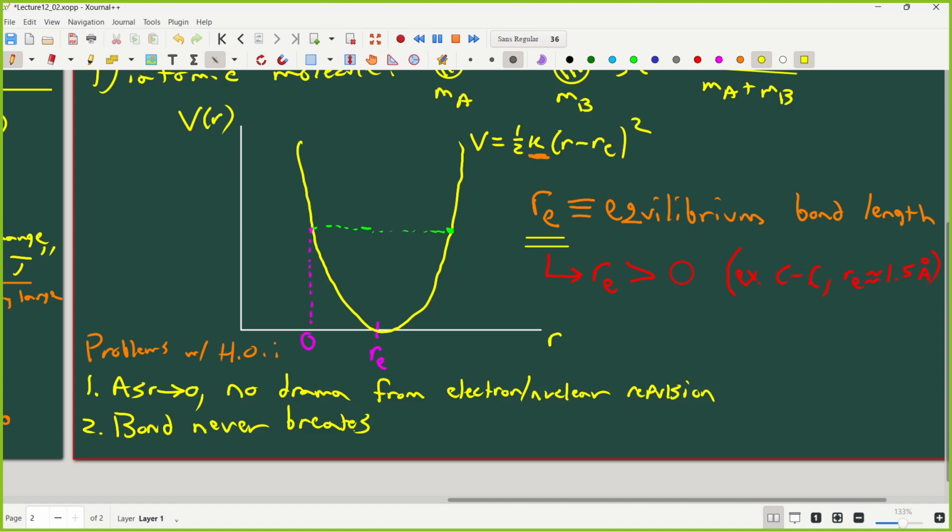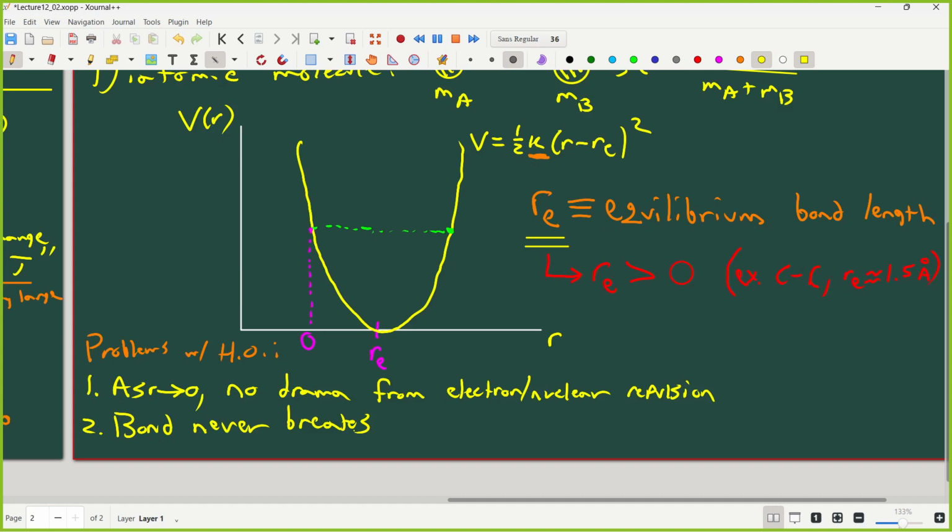Okay, so we have to fix that. And then we have to ask the next question, which is, if this doesn't give us chemical properties, why do we even consider the harmonic oscillator to begin with if it doesn't even predict basic qualitative chemistry? Right? So I want to explore that today.